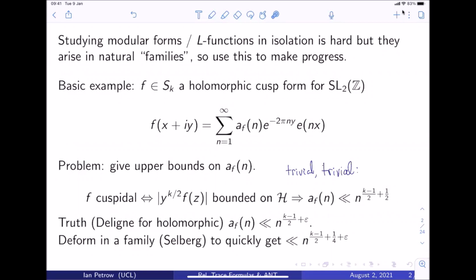This n to the (k minus 1) over 2 is of course the truth, as we know from Deligne's solution of the Weil conjectures, that these Fourier coefficients are about this size, and that's sharp. So this double trivial bound is n to the 1/2 above the truth. But we can also use the family, and this is an idea going back to Steinberg, an old idea, to improve from this 1/2 to 1/4, and this is what is known as the first time trivial bound.